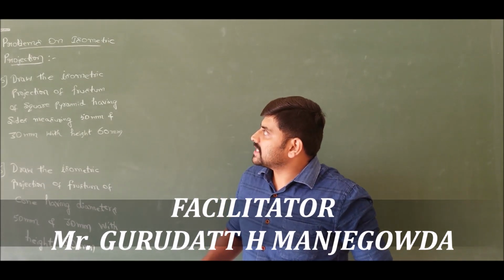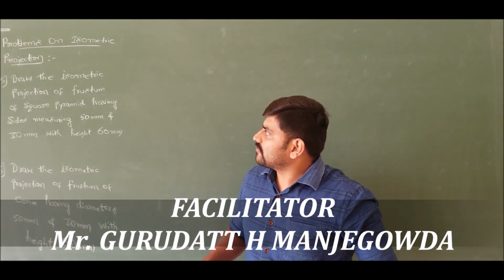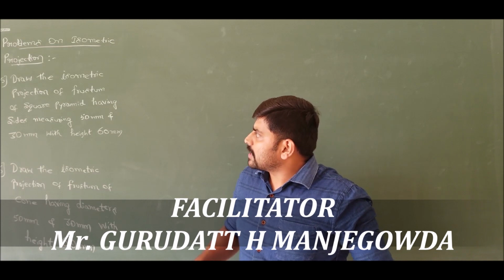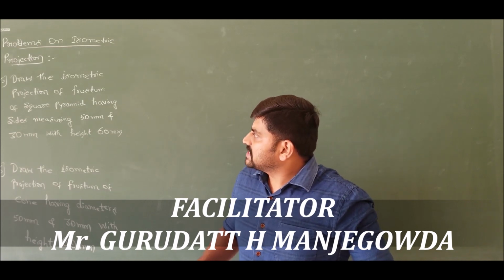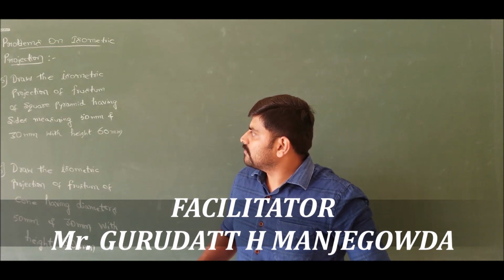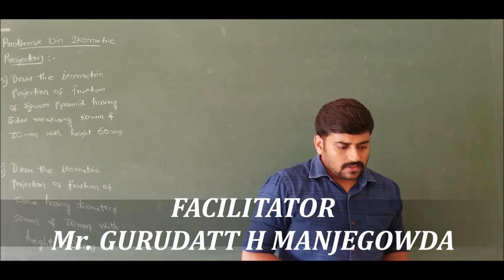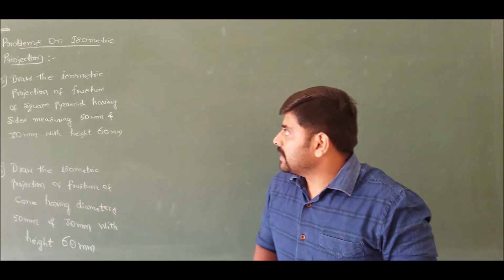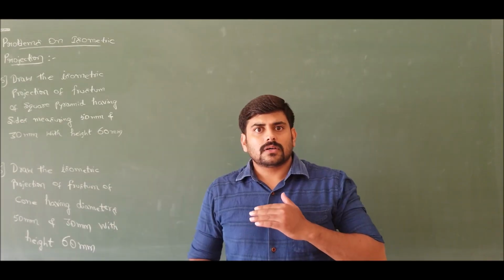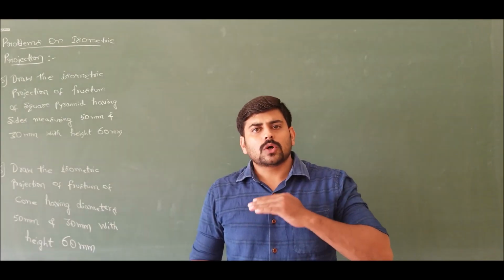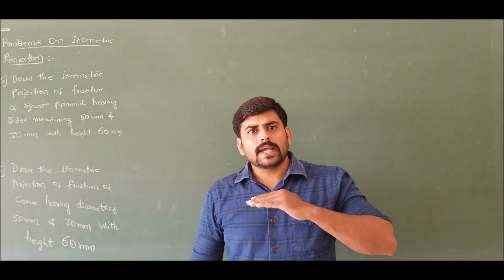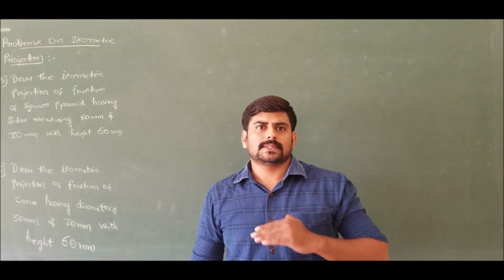Problem number 5 states: draw the isometric projection of a frustum of a square pyramid having sides measuring 50 mm and 30 mm with height 60 millimeters. Before moving on to solve this, a frustum of any solid is obtained when the cutting plane is parallel to the base.